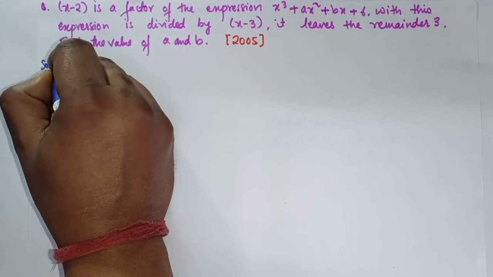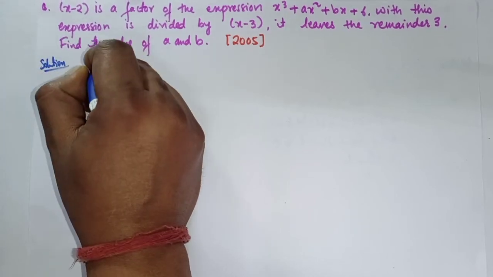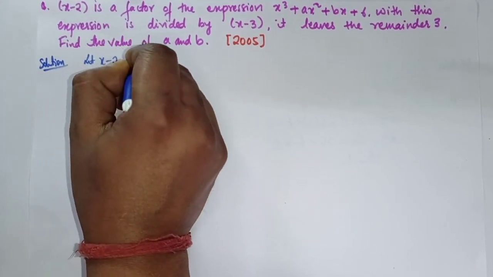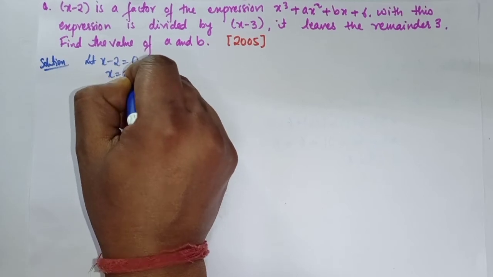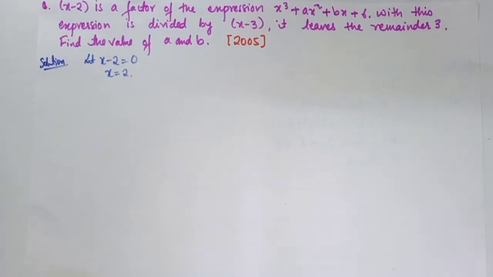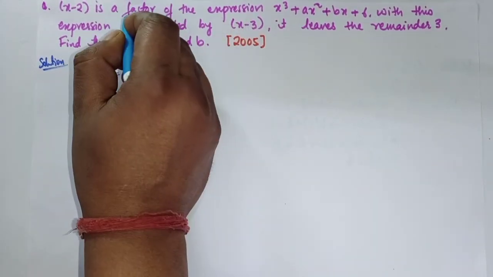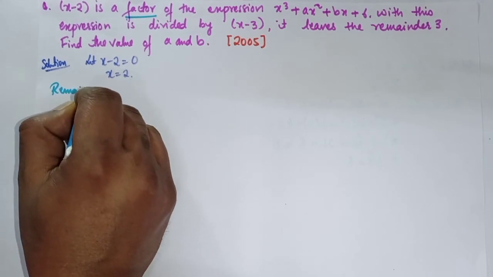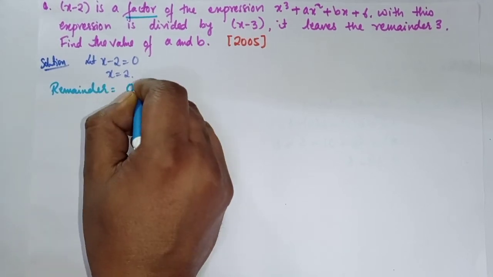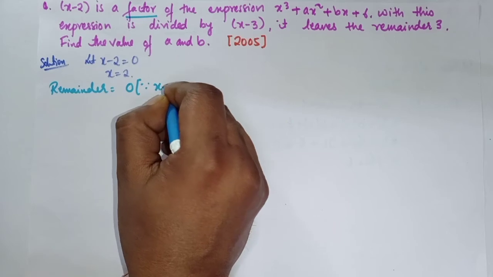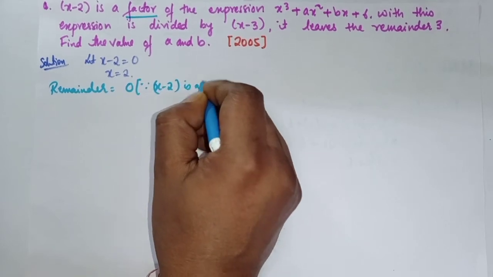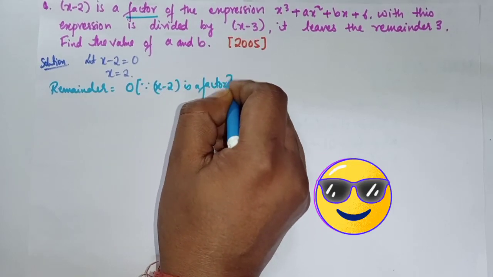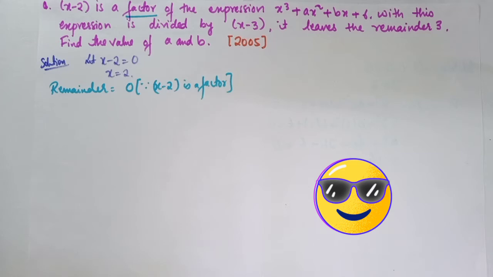So, solution. What is given is: let x minus 2 equal to 0. So I'll get x equals 2. In the first case, the factor means the remainder should come 0. So the remainder equals 0. Since x minus 2 is a factor, as you know, if it is given as a factor then the remainder should be 0.